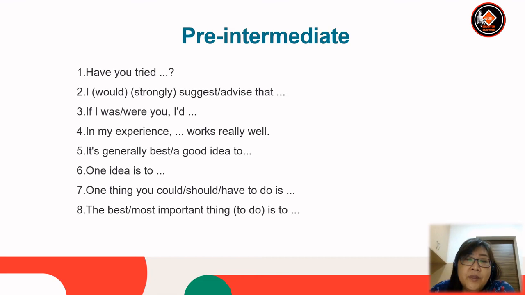Now we have the pre-intermediate level. Have you tried? I would strongly suggest, advise that. If I was or I were you, I'd. In my experience, works really well. It's generally best or a good idea to. One idea is to. One thing you should, could, have to do is. The best or the most important thing is to.